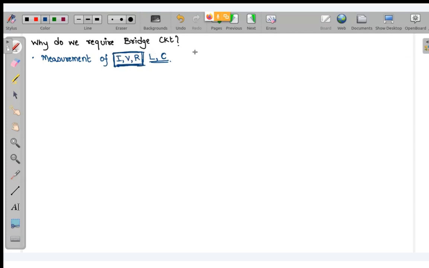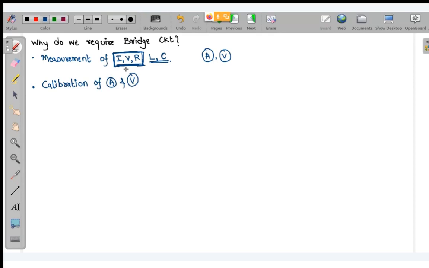Initially we didn't have ammeter or voltmeter. So if we didn't have ammeter and voltmeter, we need to know how to measure current and voltage. So it was done with the help of your bridge circuit. Bridge circuit was used for measurement of current, voltage, resistance. And then later on, we were using it also for measurement of inductance and capacitance, which we are going to see. Later on, when ammeter and voltmeter were discovered, it was used for calibration of ammeter and voltmeter.